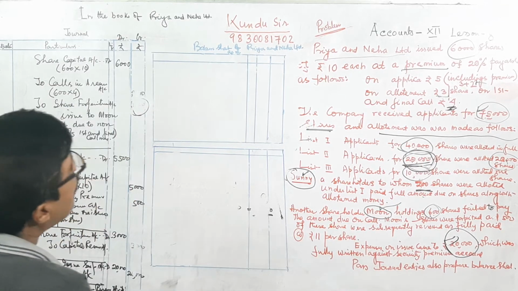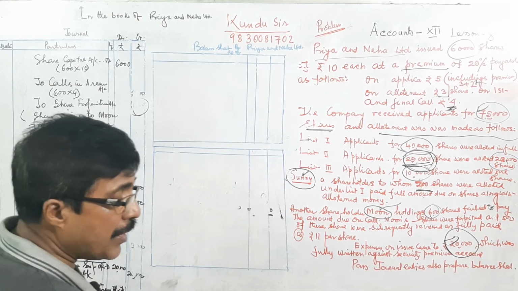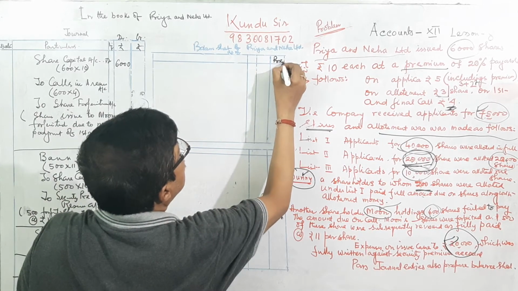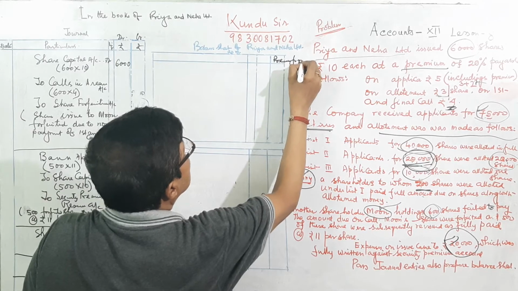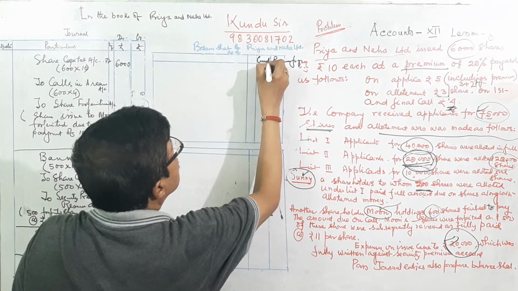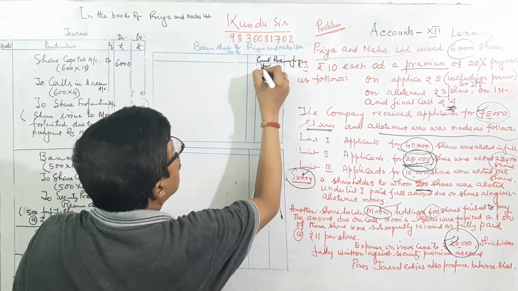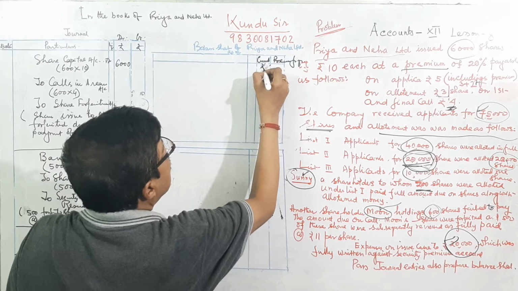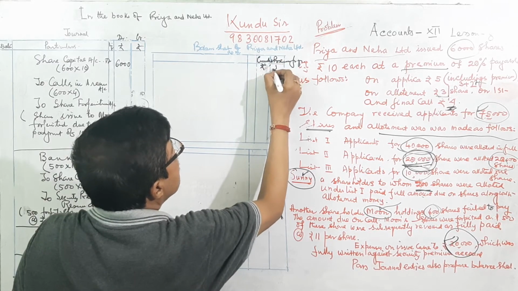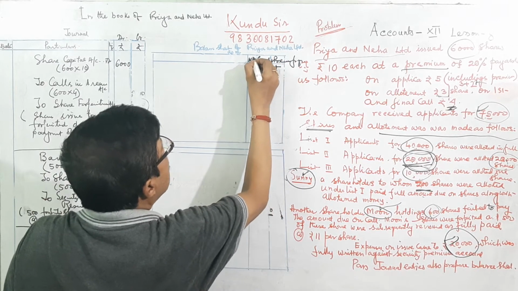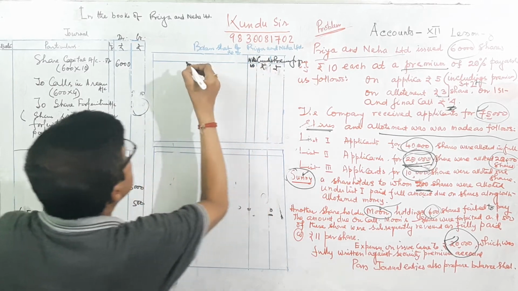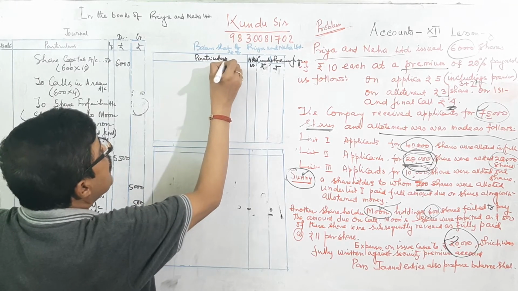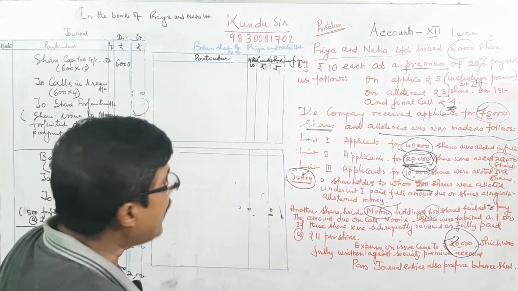Then balance sheet of Priya and Neha Limited. First, the previous year figure, current year rupees, previous year rupees, note number, and particulars. Now we are preparing the balance sheet.